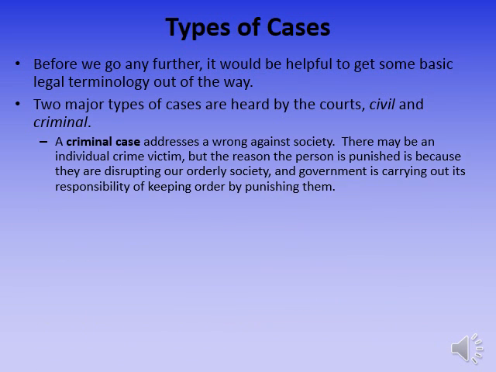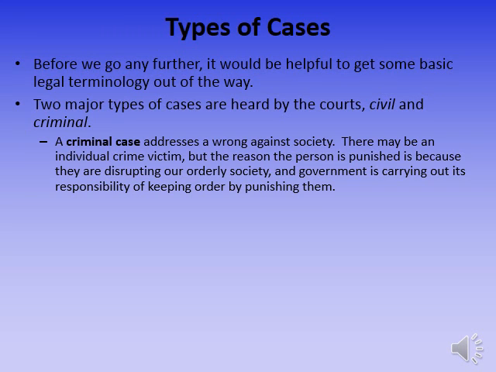A criminal case addresses a wrong against society. And so if you are arrested for murder, for instance, certainly you killed somebody, that's a wrong against them. But really, what you're being punished for is because you're disrupting our orderly society. And you remember that the basic purpose of government is to provide that order, predictability, and certainty, and to protect its own citizens. That's part of that. And so to keep order in society, the government's in charge of punishing criminals. The people that do bad things, they need to be punished. They need to be maybe locked up so they can't cause any more mischief. And so that's what a criminal case is all about.